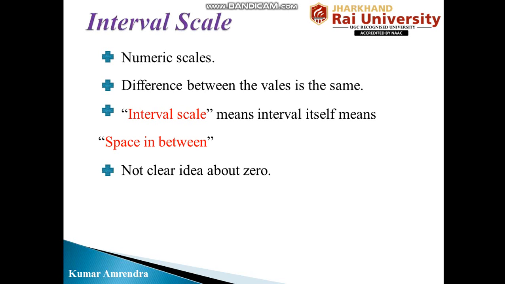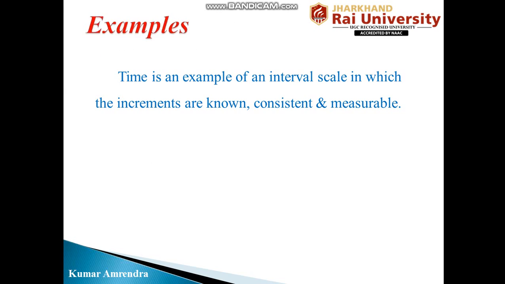The third one is interval scale. As we know, interval means anything between two positions or two values. It is a numeric scale, and the difference between the values is the same. Interval itself means space in between. The space in between means that you have two different things, and the part inside them is known as the interval, and it is not clear about the zero idea. For example, time is an example of an interval scale in which the increments are known, consistent, and measurable.